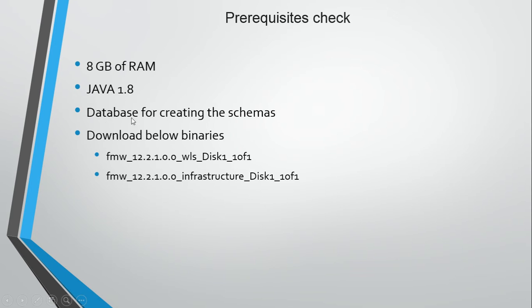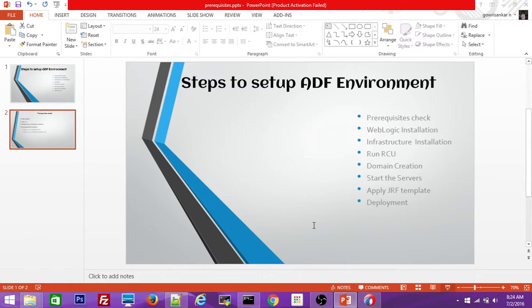Then you should have the database, which is required to create the schemas. I assume you already have the database installed on your machine. Then download the required binaries from the Oracle site. There are two binaries required for this. One is the Weblogic binary, and the second one is the infrastructure, which will be installed on top of Weblogic. Okay, so these are the prerequisites. I hope you're clear about this. So let me move to the installation part.